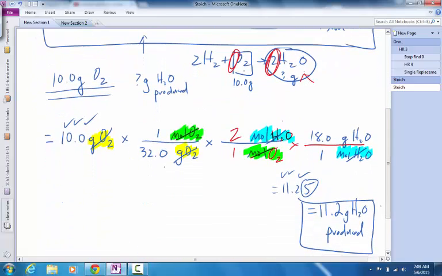So to recap, we did grams to moles. It's always 3 steps. Step 1, grams to moles. Step 2, do the stoich. Step 3, back to grams.